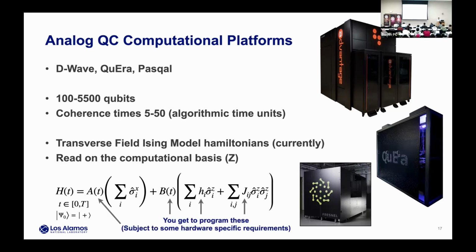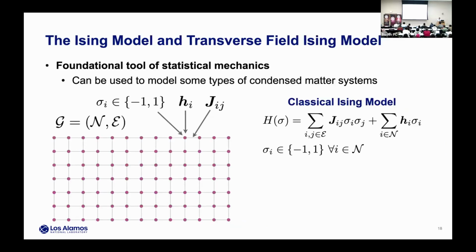Okay, so in this model, if you have the transverse field Ising model, you get to program these terms of the Hamiltonian, and there's a bunch of hardware-specific requirements. I'm going to get into that next. So first, let's talk about the Ising model and what that means for the transverse field Ising model.